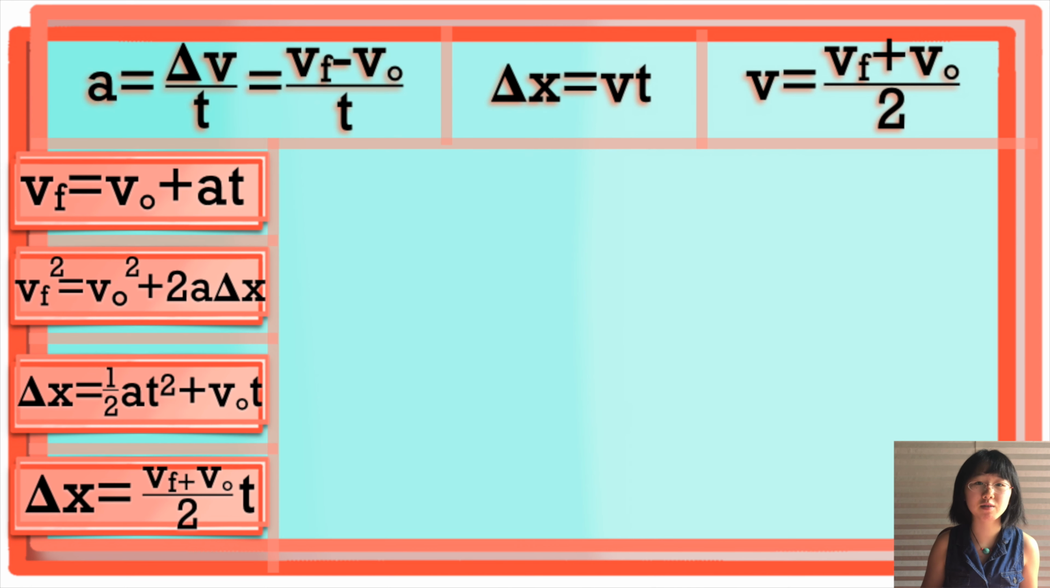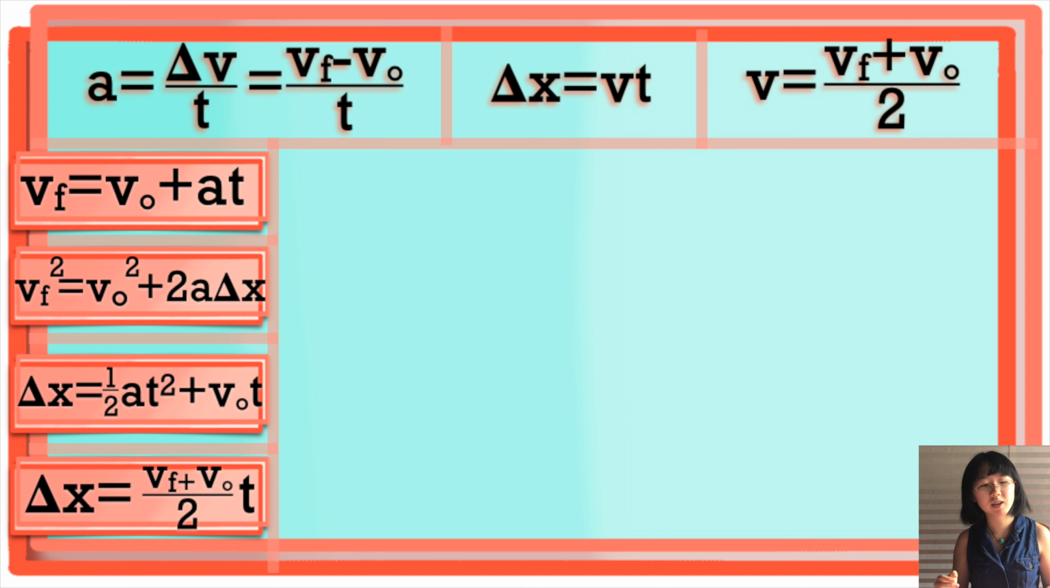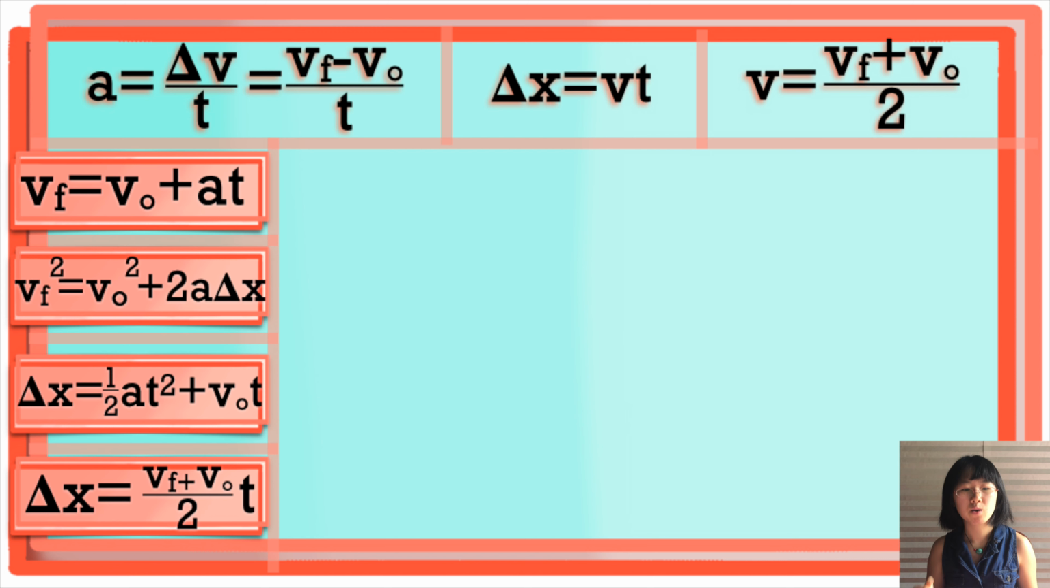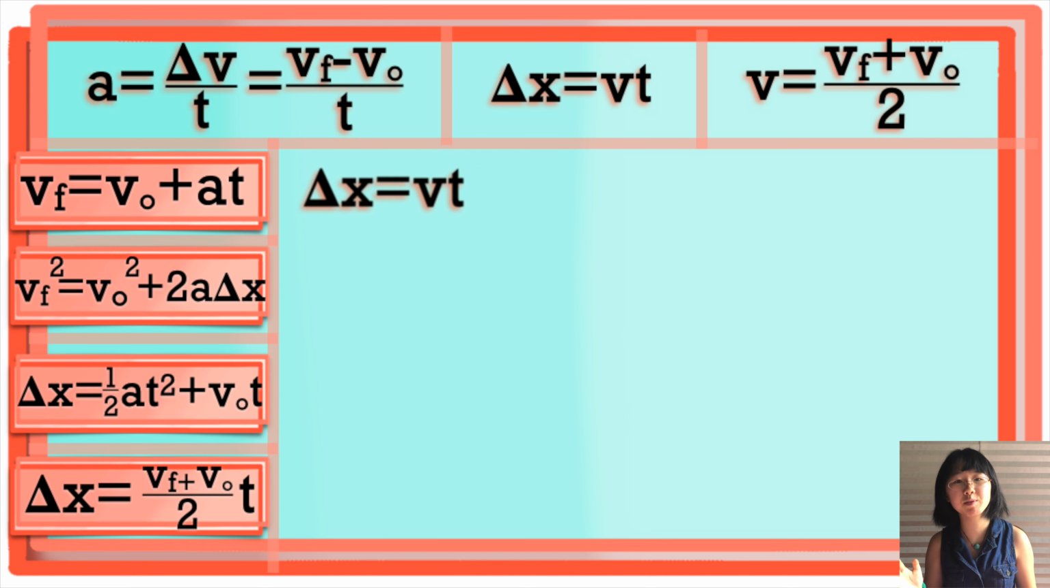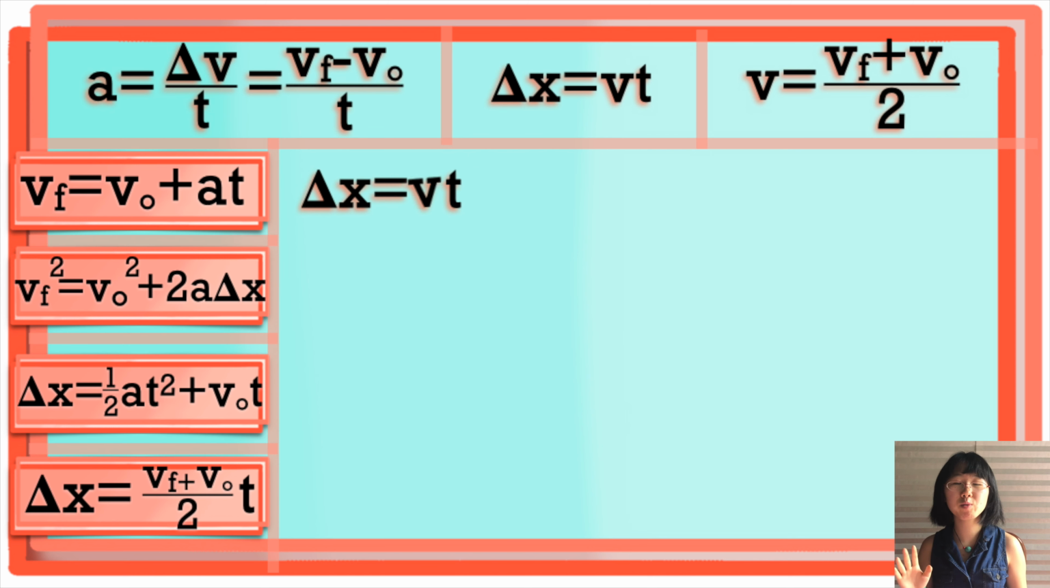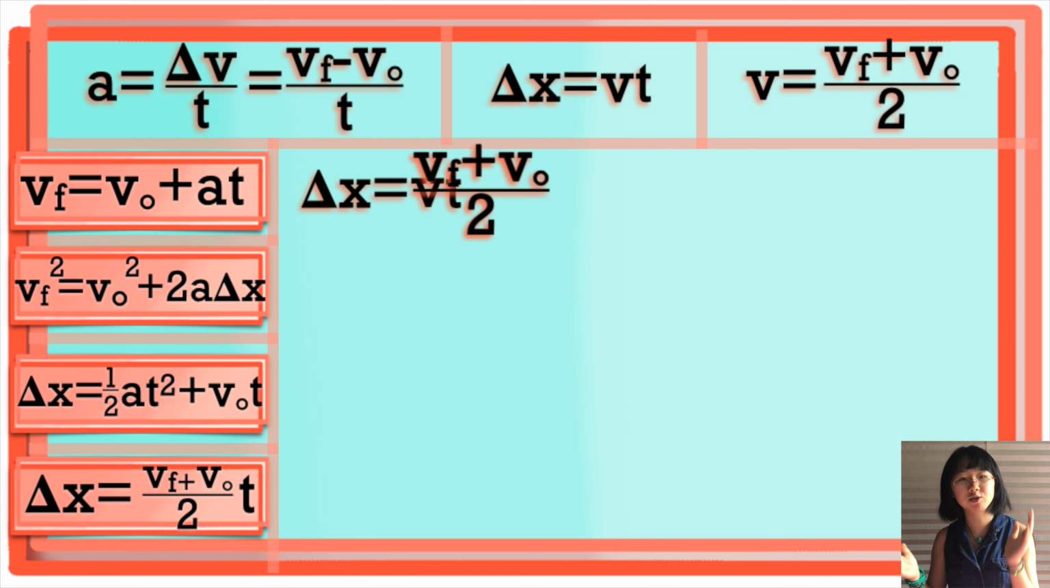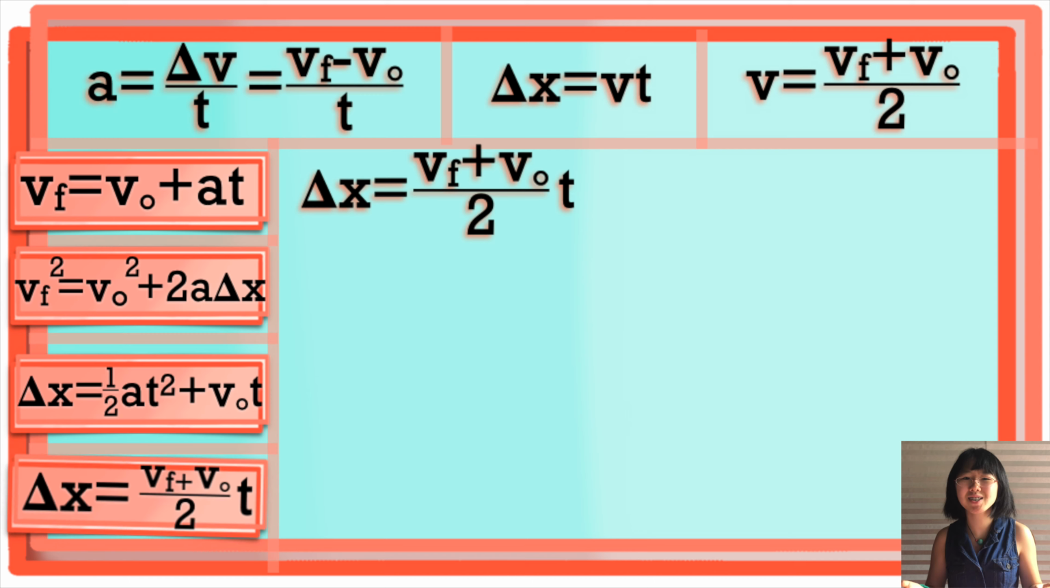It's not in the mnemonic because to me it's just so easy to derive. It's displacement equals final plus initial velocity divided by 2 times t. We get it once again by seeing that displacement equals velocity times time. We can replace that change in velocity with average velocity because we know that acceleration is constant. So let's substitute final plus initial velocity divided by 2 in our equation for velocity. And that's it. That gives us displacement equals final plus initial velocity divided by 2 times time. Okay, so that was a lot.